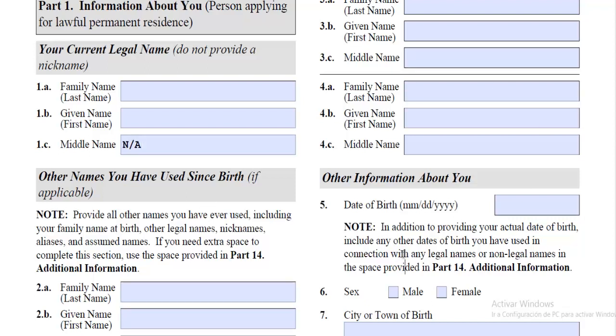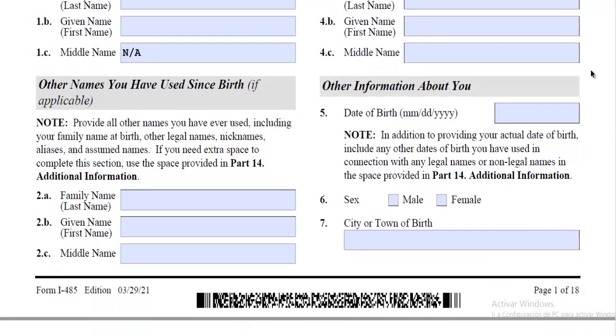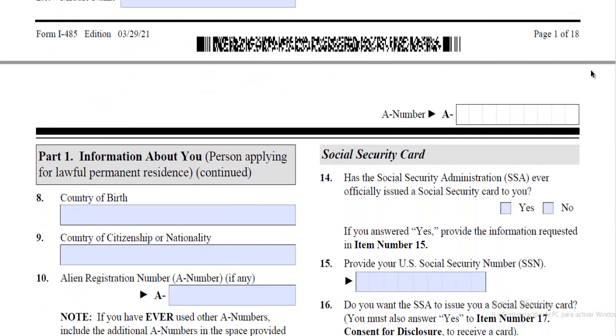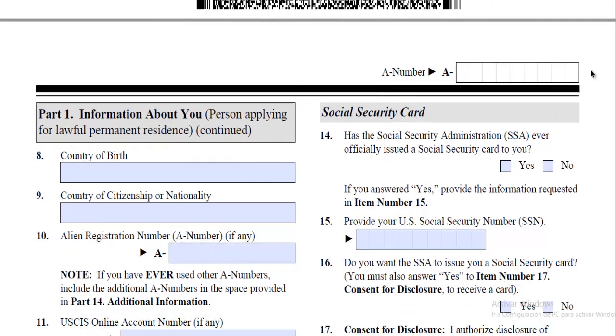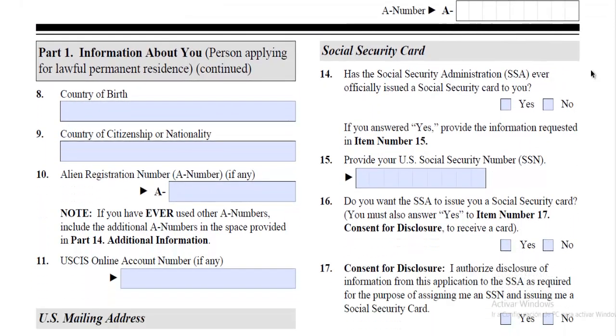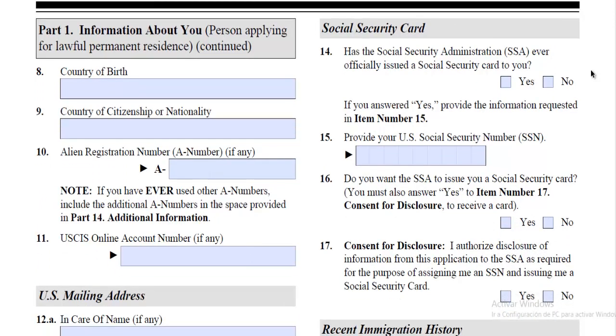For other information about you, it's self-explanatory. This will be information of your date of birth, your sex, city or town of birth, country of birth, country of citizenship or nationality. When we get to the alien registration number, that means your alien registration number. You will find it on your passport or your other documents, if you have one.